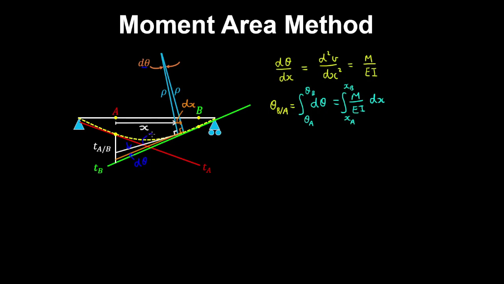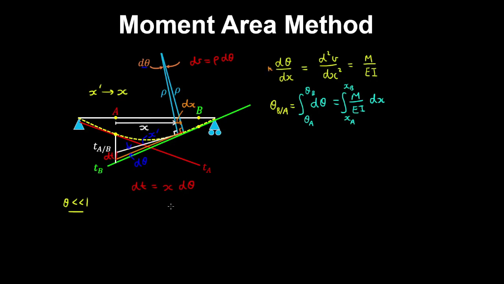And this line has some length x dash. So the arc length here, dt, is equal to x dash d theta. Similar to this arc length ds being equal to the radius of curvature by d theta. Now for a small angle approximation, the deflection is much smaller and the rotations of the beam are much less than 1. So for that special case, x dash approaches the length x. So therefore we end up with the following expression.